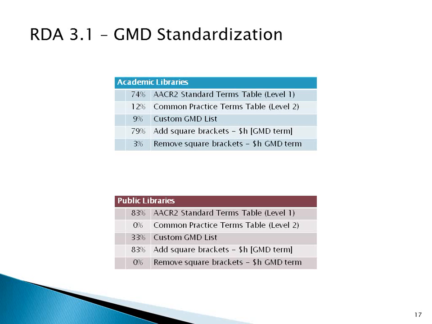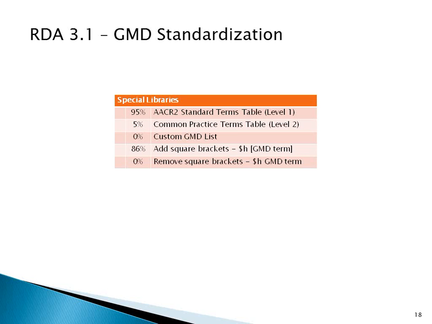So the GMD standardization here, AACR2 terms are more strict than common terms. For instance, audio cassette is still an acceptable common term, though AACR2 would update this to sound recording instead. And to give you another idea, there are about 33 AACR2 terms and about 75 accepted common terms. So common is much more forgiving on what's acceptable. The processing can also add or remove square brackets around the GMD term as desired. Most of our libraries are choosing AACR2 terms and adding square brackets as necessary.